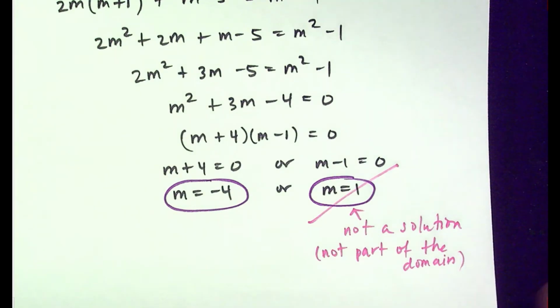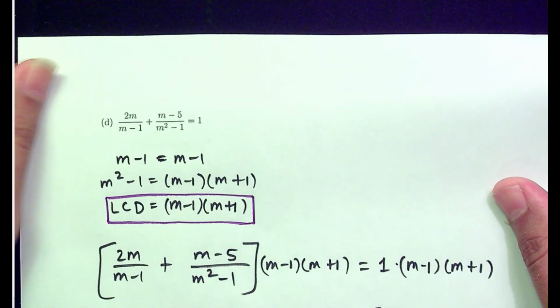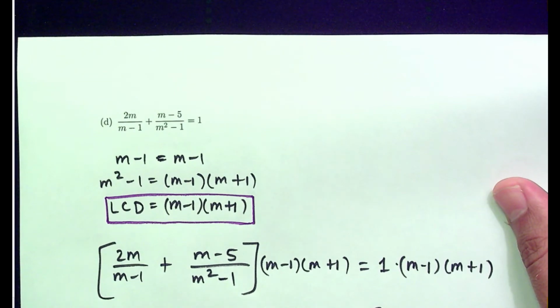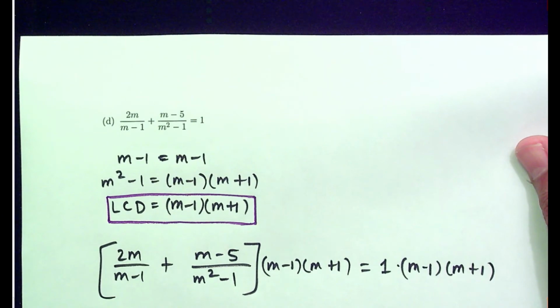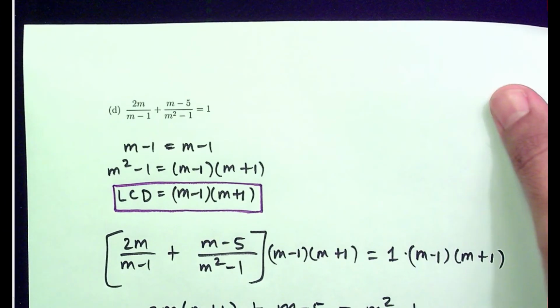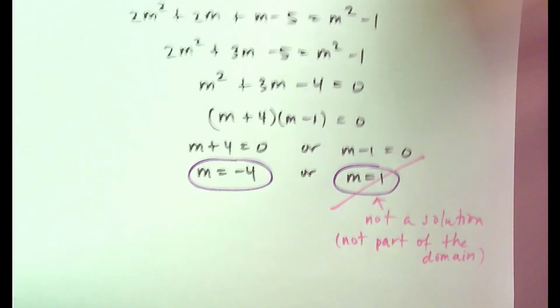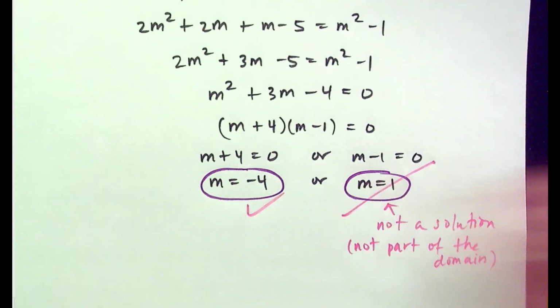Okay, now check the other one. m equals -4. Check the denominator, see if any of them becomes 0 when you plug it in. If I plug in m equals -4, -4 minus 1 is actually -5, so that's no problem. If I plug in -4 in the second one, -4 squared would be +16. +16 minus 1 is 15. So the second denominator is not 0 either after I plug in. So that means m equals -4 is good. That is a solution.